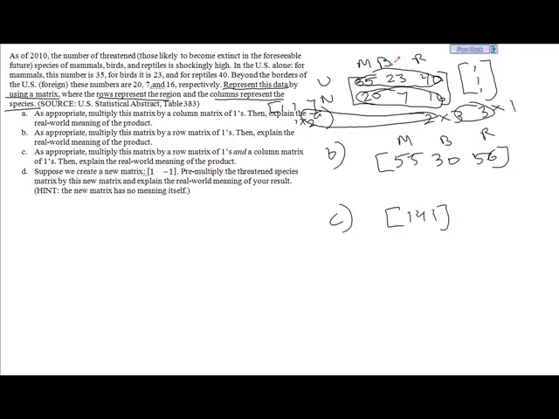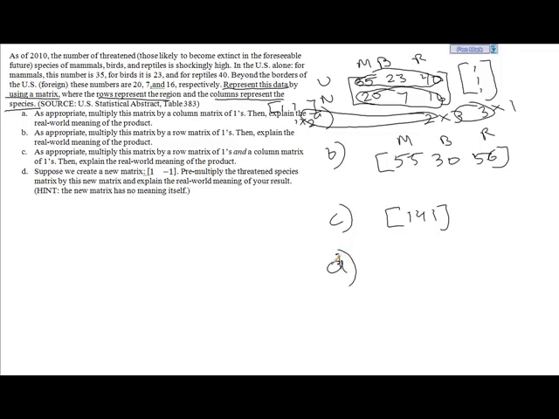Which you'll notice that if you add up all 6 of these numbers, you get 141. Well, we summed across all endangered species, we summed across all nations. This has got to be the total number of endangered species in the United States and beyond.